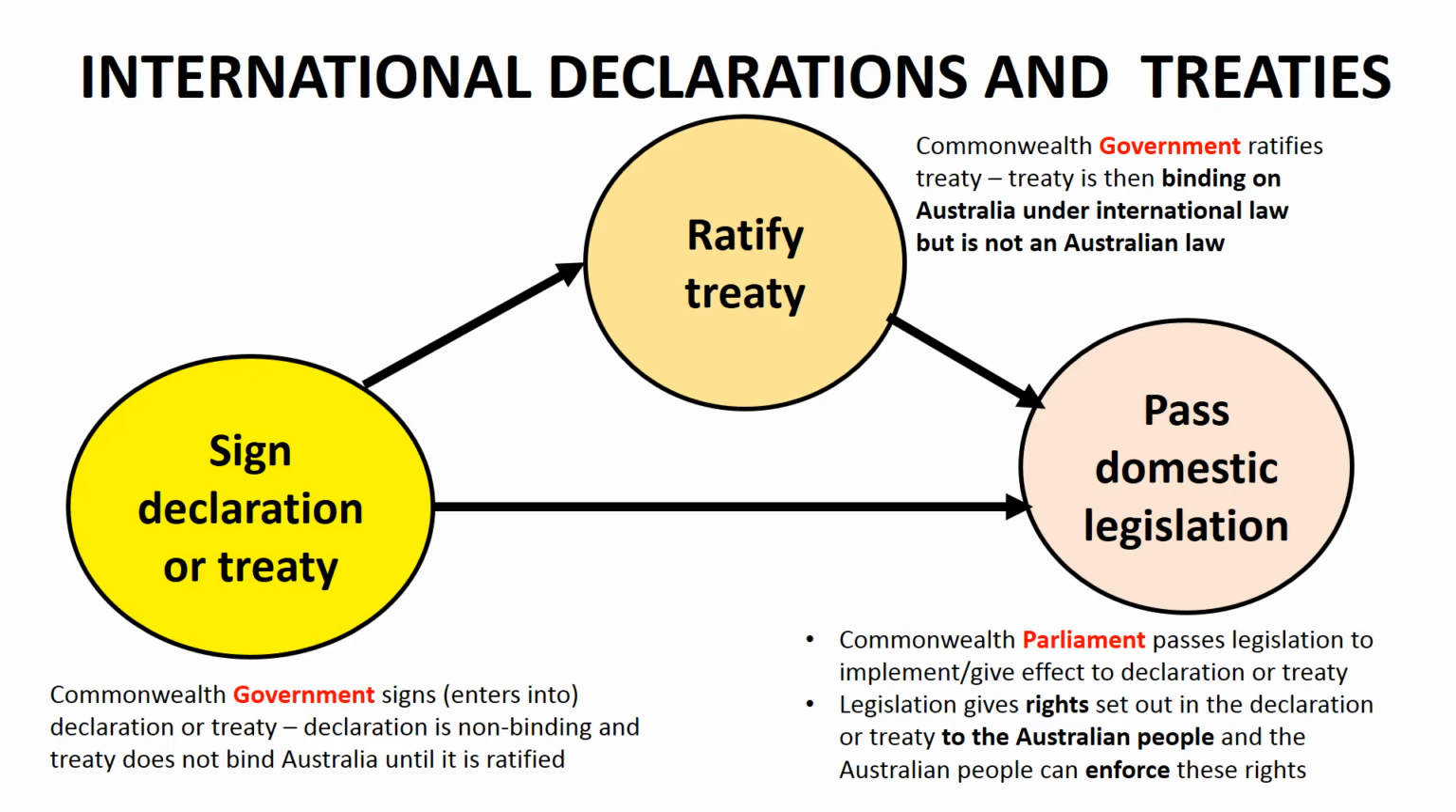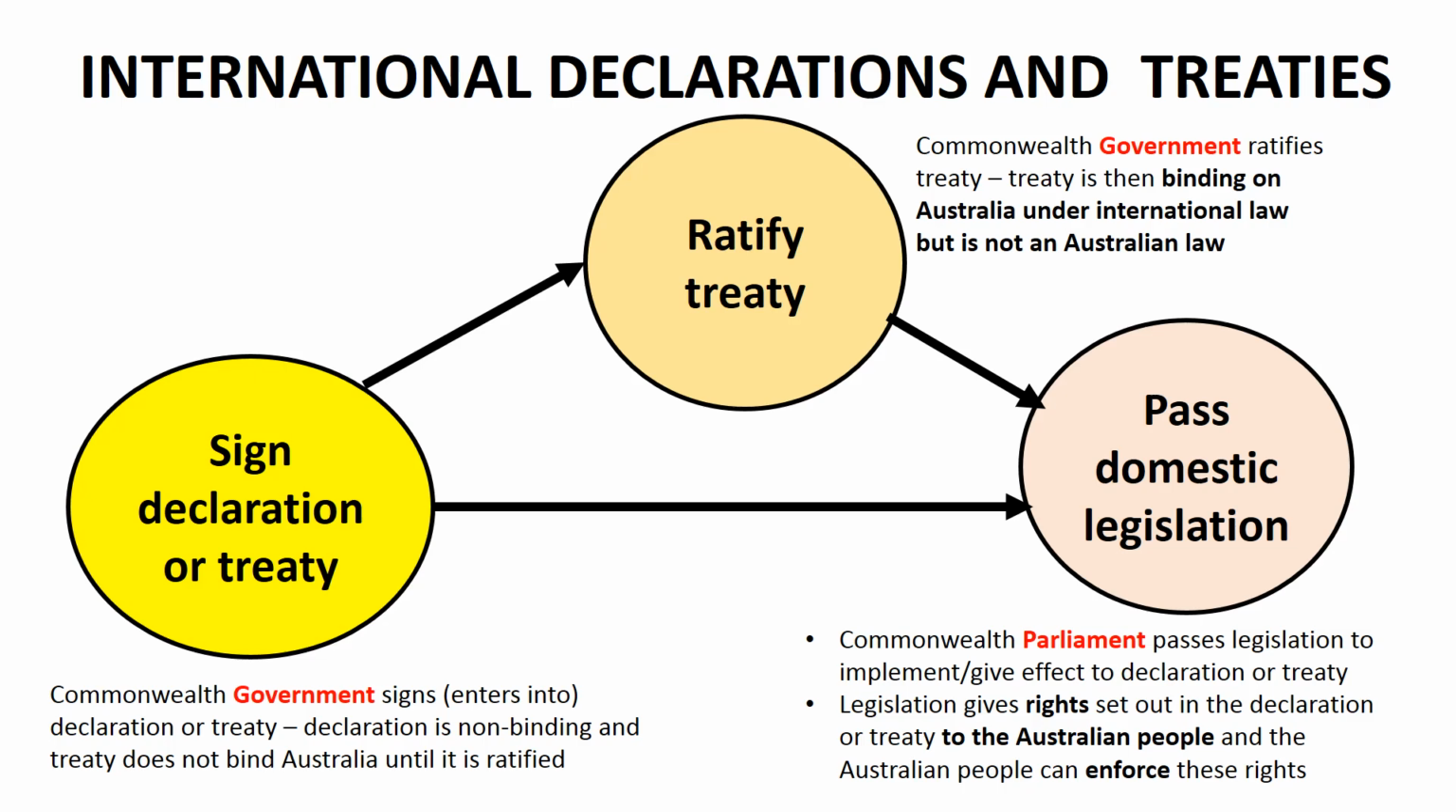Instead, for the treaty to become binding on Australia, the Commonwealth Government must take a further step, which is to ratify or approve that treaty. It's only once a treaty has been ratified that the treaty is binding on Australia under international law. However, at this stage, the treaty and the rights created by the treaty are still not part of Australian law.